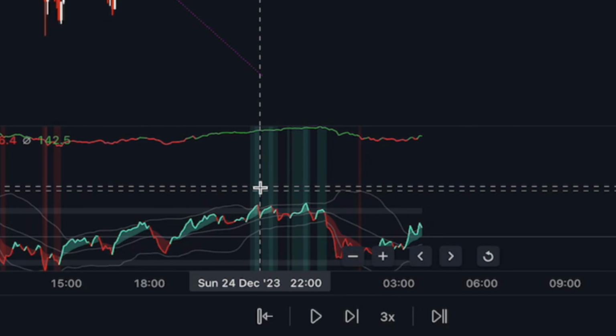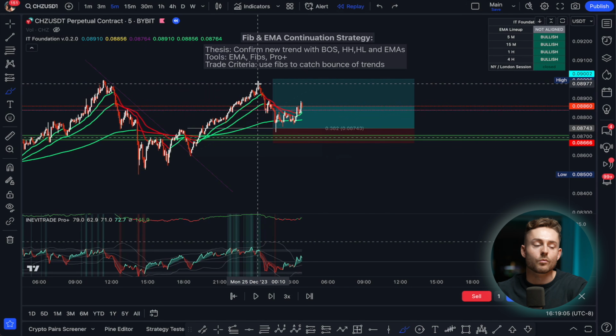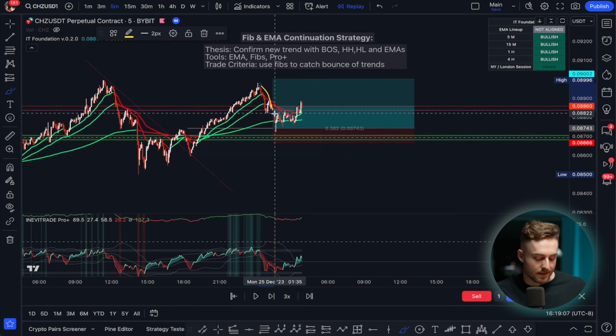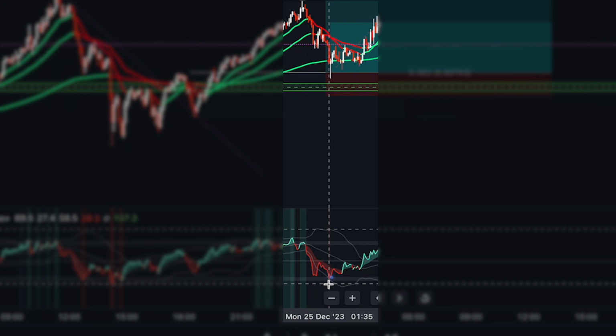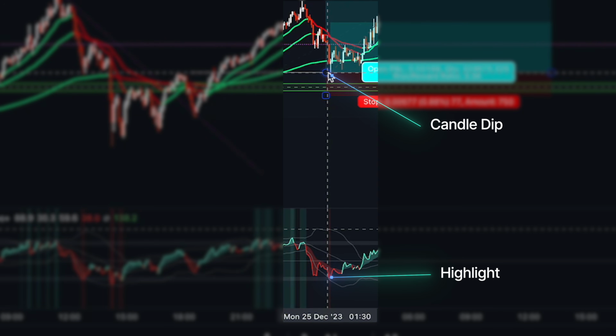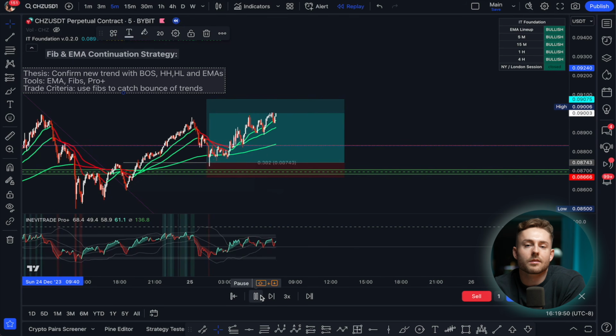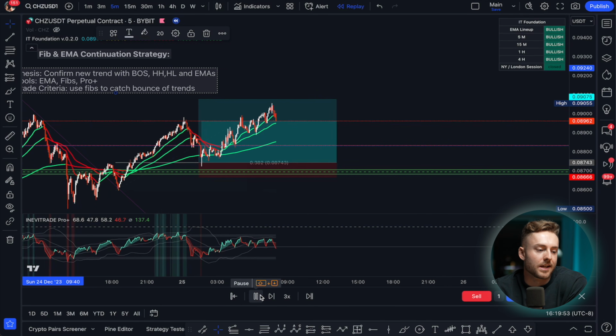Whenever you're seeing highlighted zones, there's a chance that the price could be in a zone where we could see it start to reverse back down. In this situation, we did get a highlight down here where our candle sunk through our 38.2 level. So now essentially what we want to do is follow this price action and let it trend.